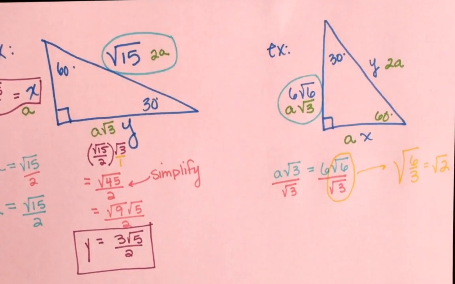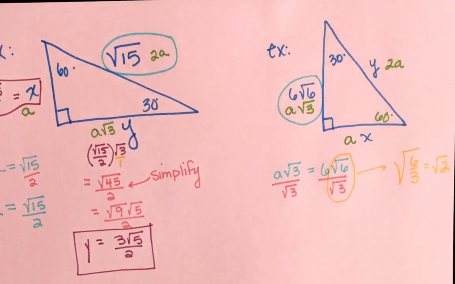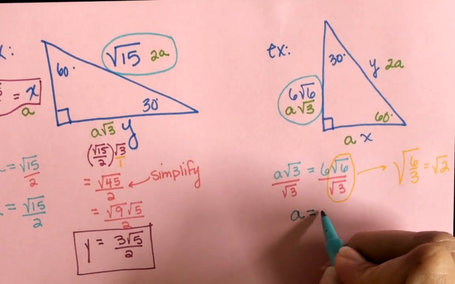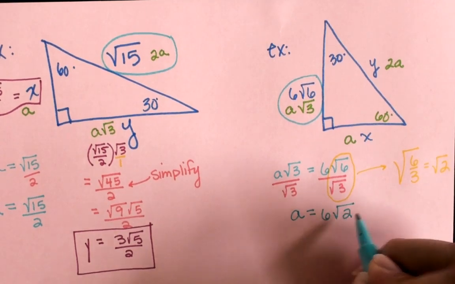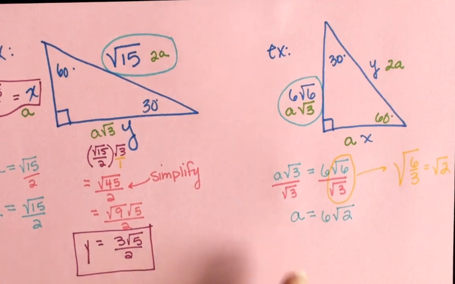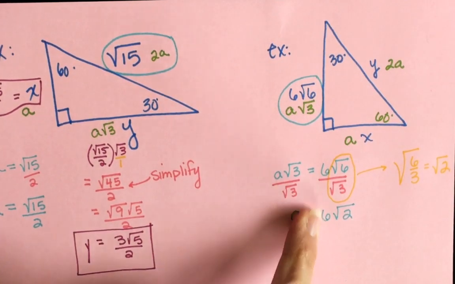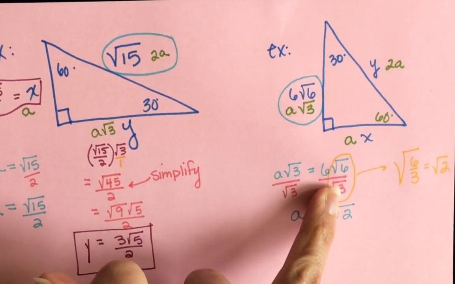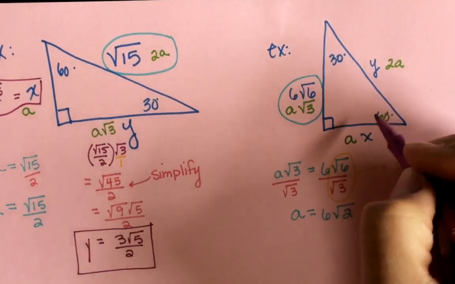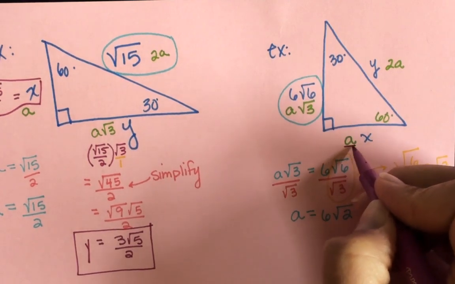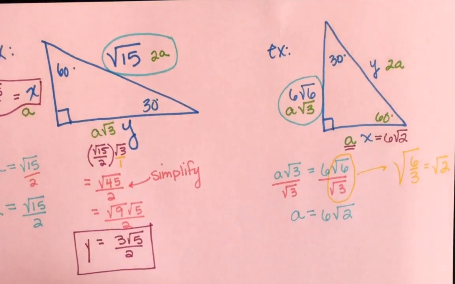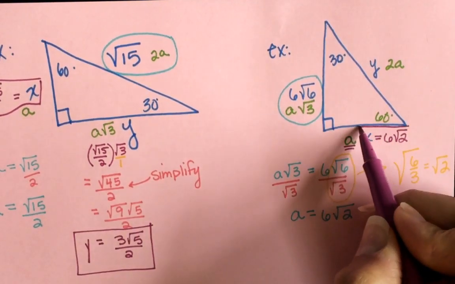So when we get our final answer here for a, we end up with 6 radical 2. That's because the 6 came straight down, and these two simplified to radical 2. So everywhere I see an a, we're going to plug in 6 radical 2. And that's our answer for x.